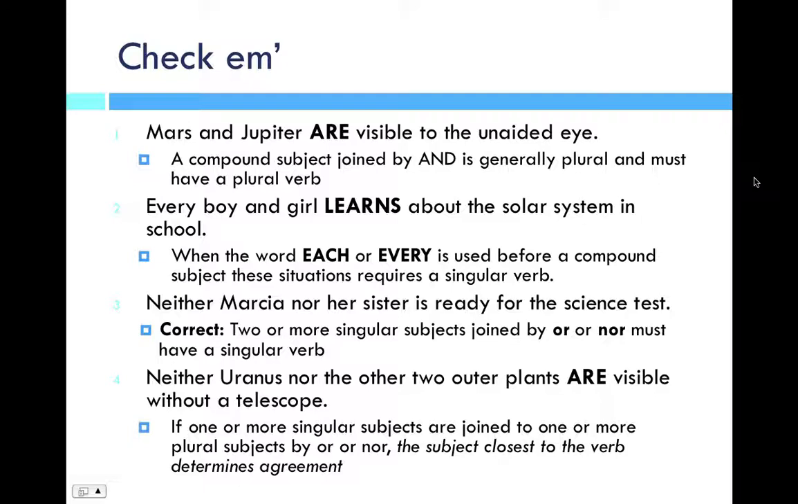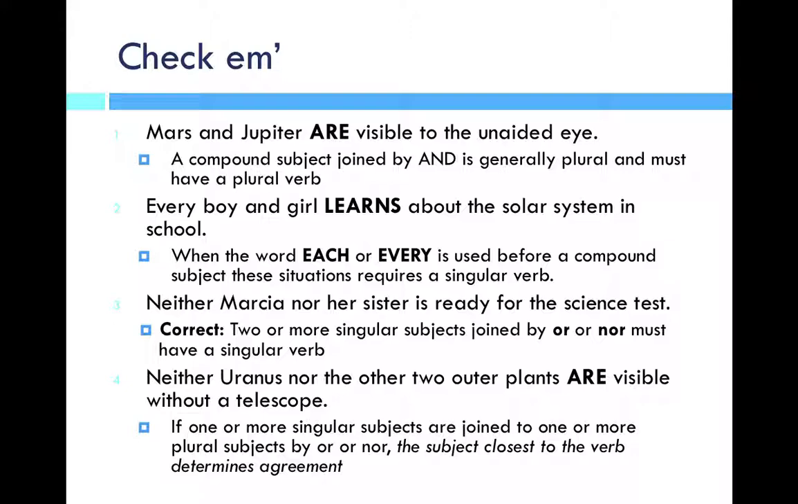Alright, now let's look at the third sentence. Neither Marcia nor her sister is ready for the science test. That sentence is correct because two or more singular subjects, Marcia and her sister, joined by or nor, must have a singular verb. Remember, we're only talking about either Marcia or her sister, just one of them, not both.